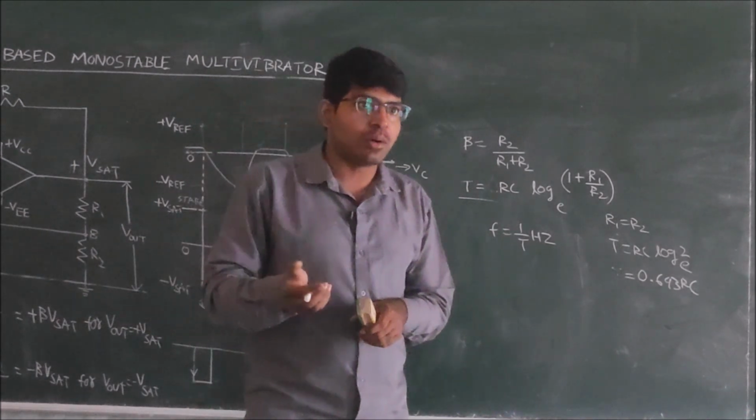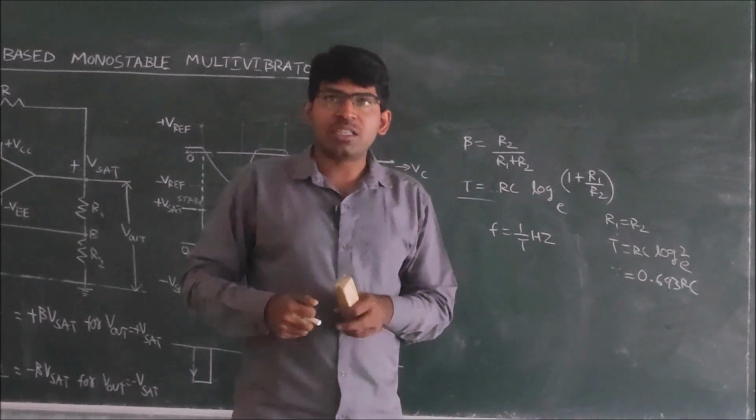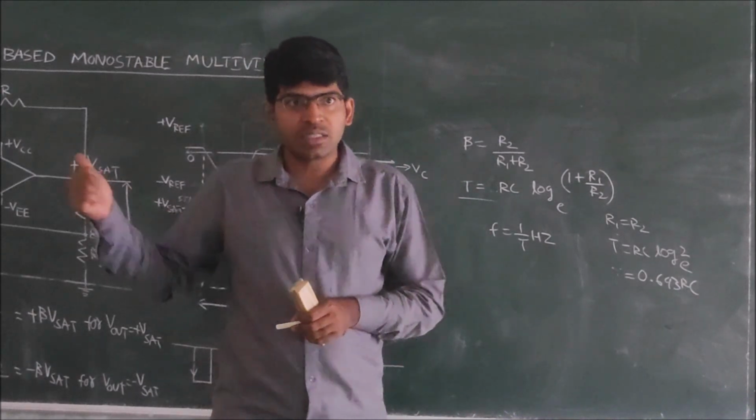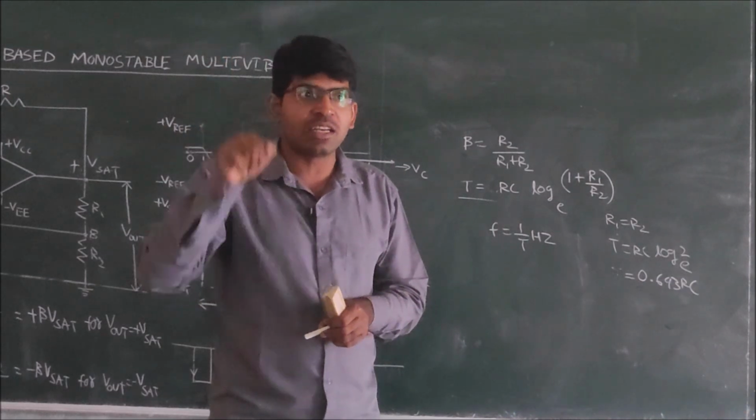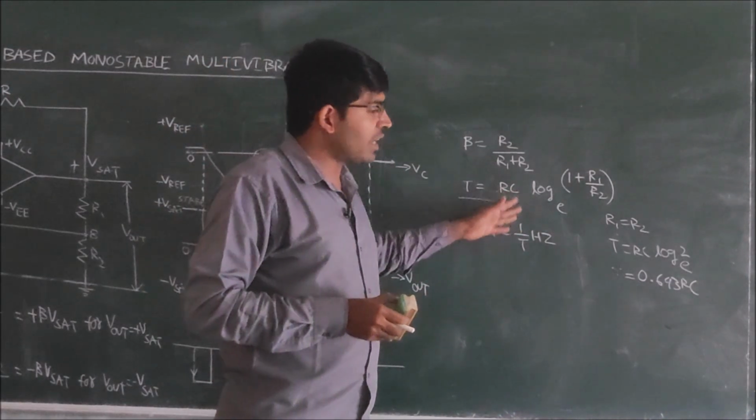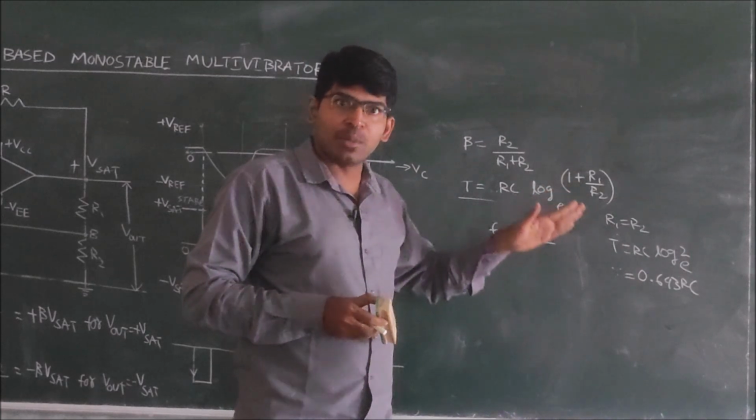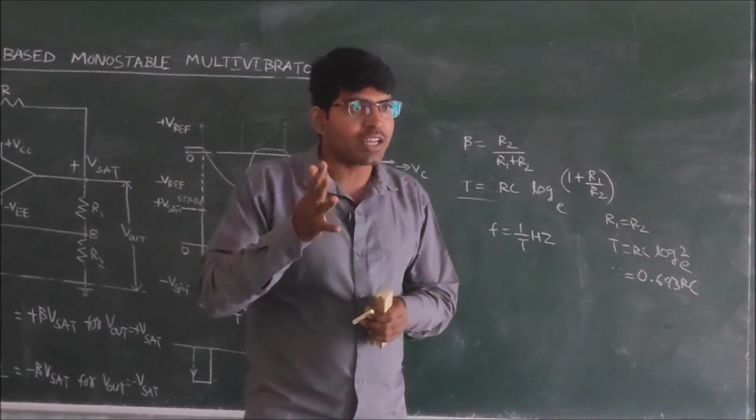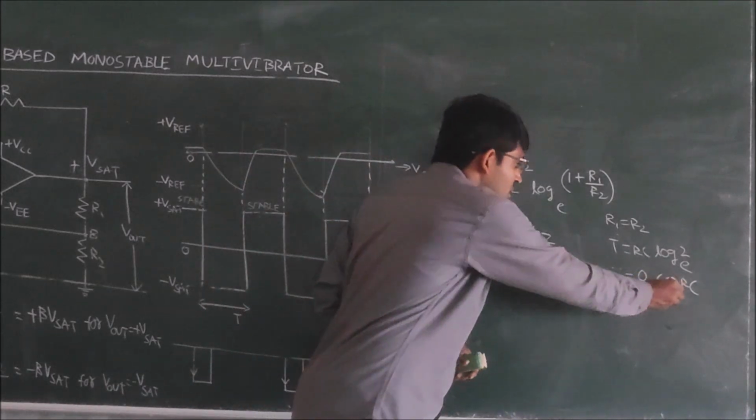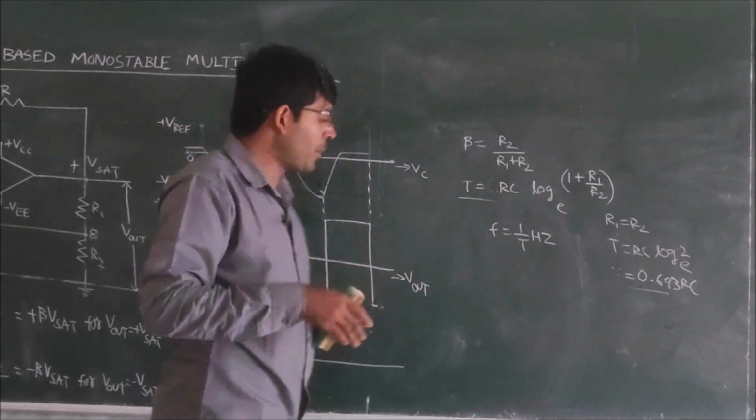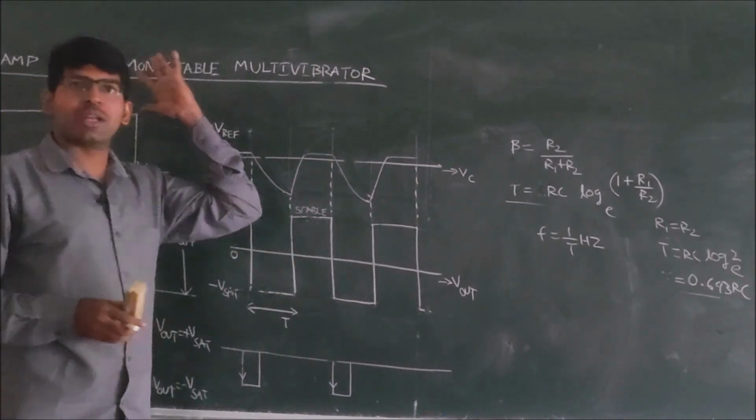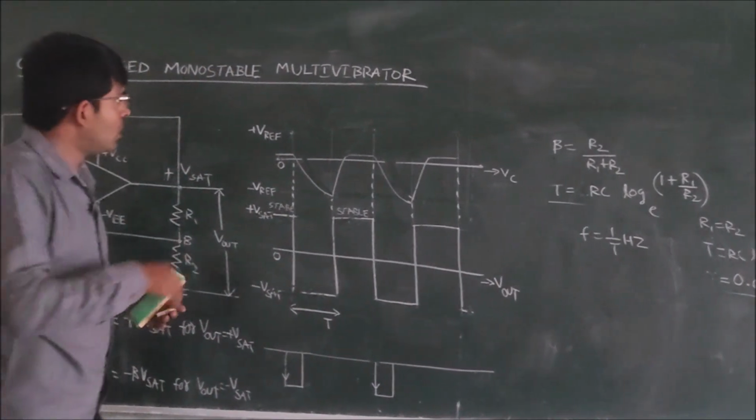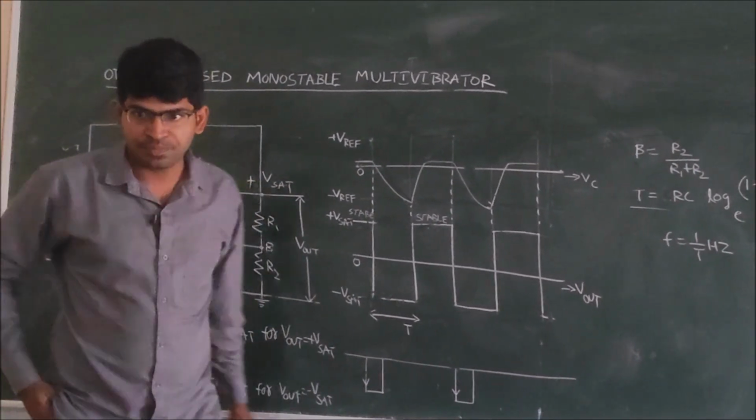But sir, how much time will it be in the plus Vsat state? That is not in our control. That is under the triggering pulse's control. When we give the triggering pulse, immediately it will change. But for the minus Vsat, there is no need of a triggering pulse. After the time 0.693 RC, it will change its state from minus Vsat to plus Vsat automatically. This is how the monostable multivibrator works.